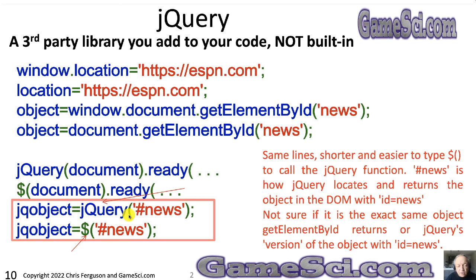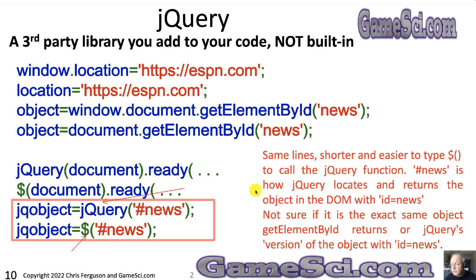jQObject equals jQuery, parentheses, $news, end of parentheses. What am I doing here? Well, first of all, jQuery is the longer version. I can do the exact same thing by doing jQObject equals $, parentheses, $news, end of parentheses. What I'm doing is calling the jQuery function, and I can use the $ sign instead of typing out the full command jQuery. These two lines are the same, but it's shorter and easy to type in $, open and close parentheses, to call the jQuery function.